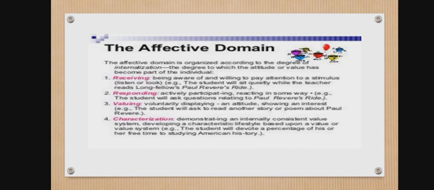The affective domain. There are four types of affective domain: receiving, responding, valuing, and characterization. First is receiving. You must be aware of and willing to pay attention to a stimulus or lesson. For example, the students will sit quietly while the teacher reads Longfellow's Paul Revere's Ride.